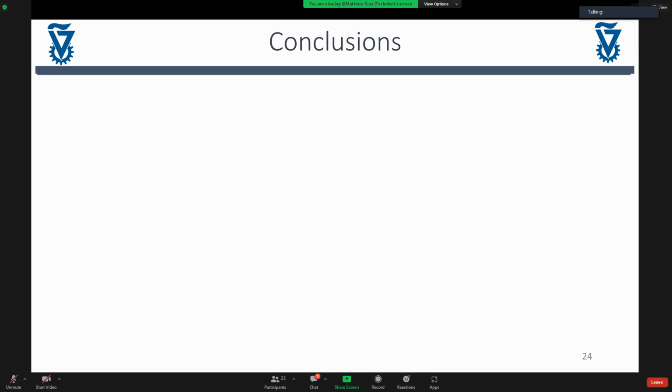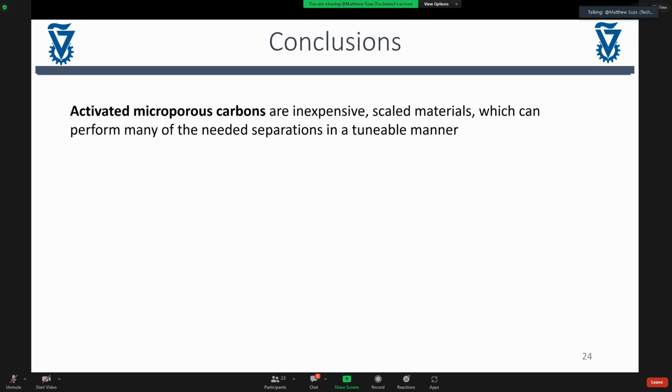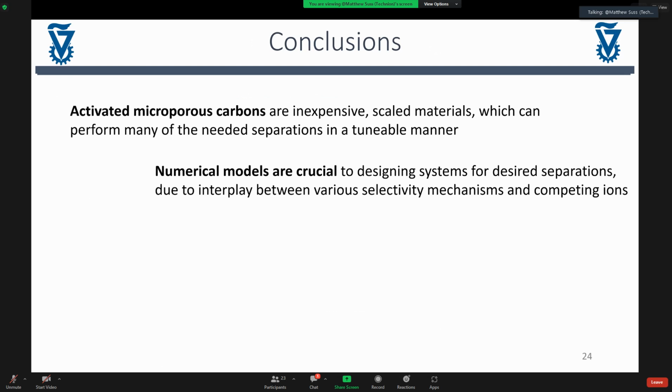Great. So I'll conclude now, and what I hope to demonstrate here is that these activated microporous carbons, the carbon electrodes that we focus on here, are pretty inexpensive, scaled material that we buy off the shelf and sometimes functionalize, which can perform really interesting separations for such a widely available, inexpensive material. But when it comes to these complicated separations, numerical models are crucial, and we often needed to lead with numerical models for several of our projects because of the complexity, how many ions you have, and the number of mechanisms at play. So to really design your system, starting with numerical models is important.